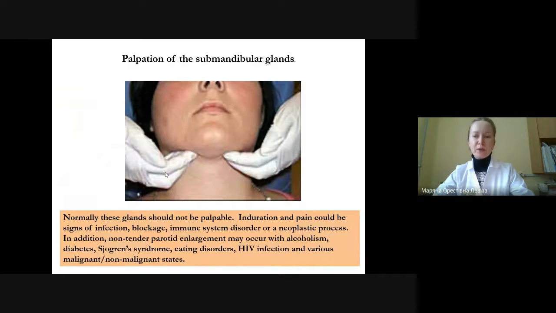Palpation of submandibular glands. Normally, these glands should not be palpable. Induration and pain could be signs of infection, blockage, immune system disorder, or neoplastic process. In addition, non-tender parotid enlargement may occur with alcoholism, diabetes, Sjogren's syndrome, eating disorders, HIV infection, and various malignant and non-malignant states.